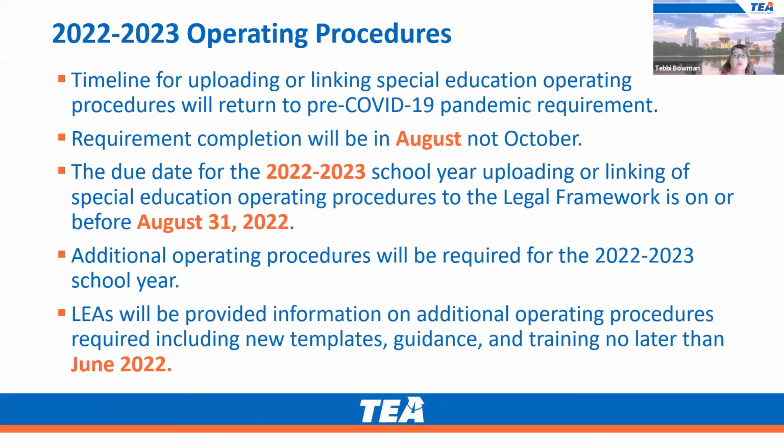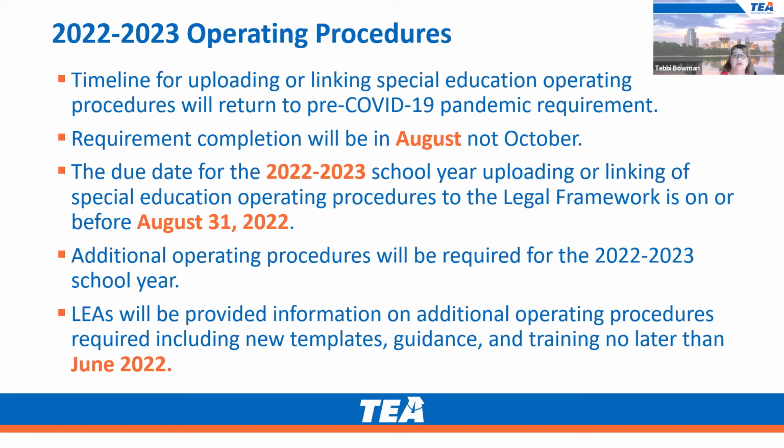Moving on to 2022-2023, the operating procedures for this next school year, not the current one, but the next one. The timeline for uploading or linking the special education operating procedures will return to the pre-COVID-19 pandemic requirement. That means that the requirement for completion will be in August, not October. The due date for the 2022-2023 school year, uploading or linking of the special education operating procedures to the legal framework will be on or before August 31st, 2022.